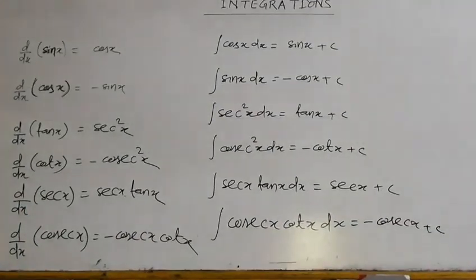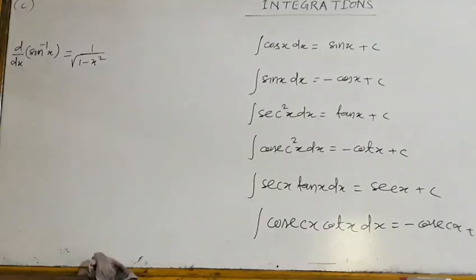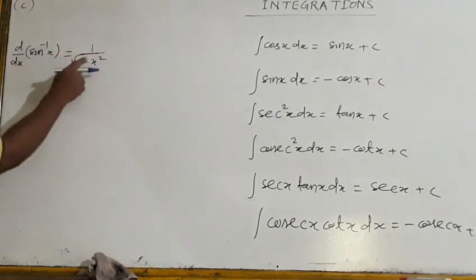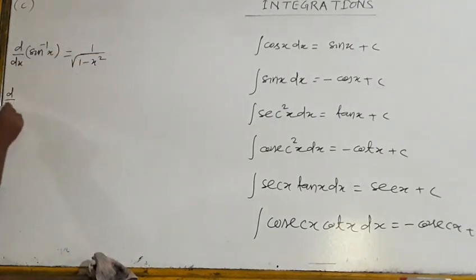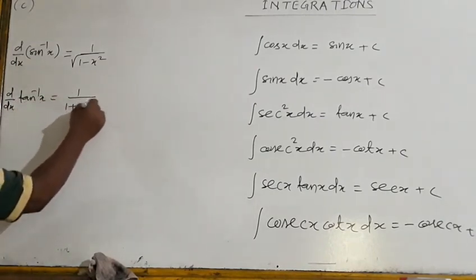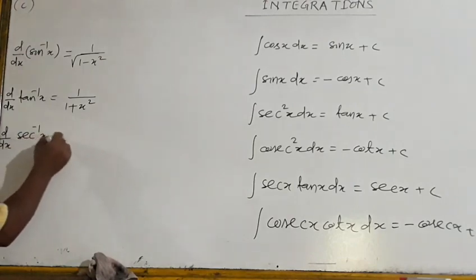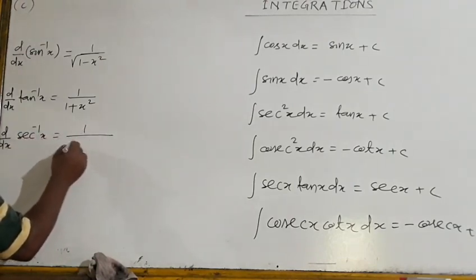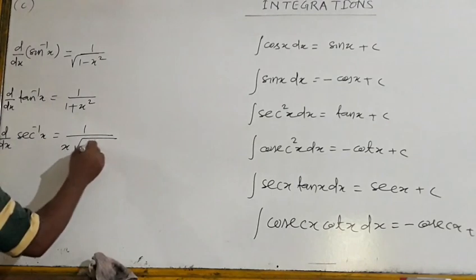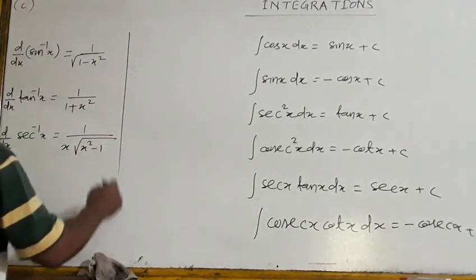Okay. Now look at another example I am giving you. The derivative of sine inverse x is 1 by root over 1 minus x square. The derivative of tan inverse x is what? 1 by 1 plus x square. The derivative of sec inverse x is equal to 1 by mod x into root over of x square minus 1.